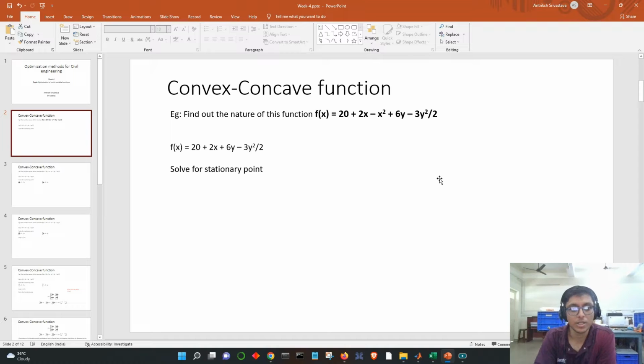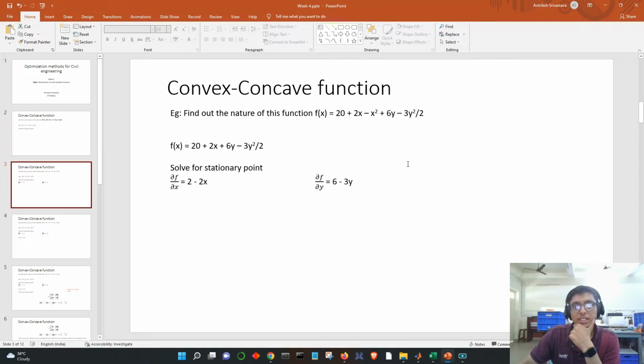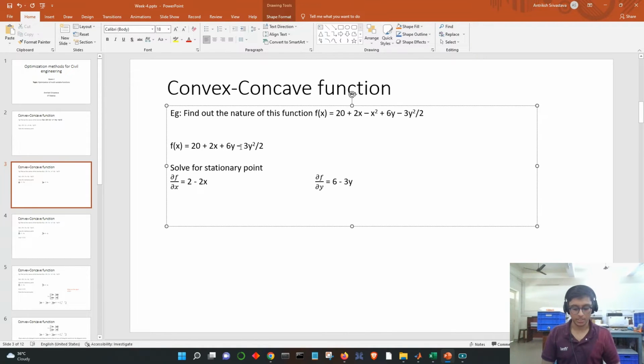Okay, so what do you think will be the stationary point for this function? Okay, so I have made a mistake here. We just took the partial derivative with x and with y. Here again I made a mistake. Okay, now you should be able to tell me, right? What will be the stationary point? Anyone?